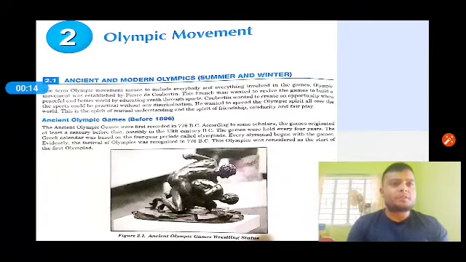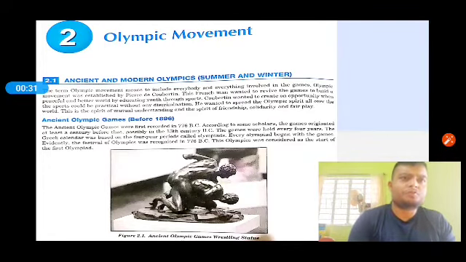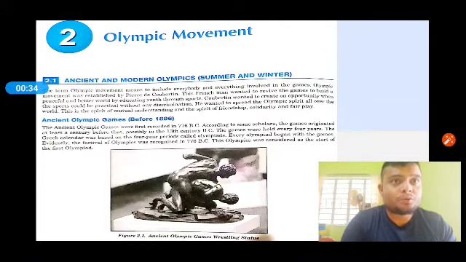So let's begin with the second lesson, the second chapter from your Physical Education Class 11 syllabus CBSE, and the chapter in hand is Olympic Movement. As you know, after every 4 years we have the Olympic Games. And how did it all start? It started since ancient times, and this Olympic movement is the place where many games are involved, right from swimming to boxing to marathons to 100 meter races and many more.